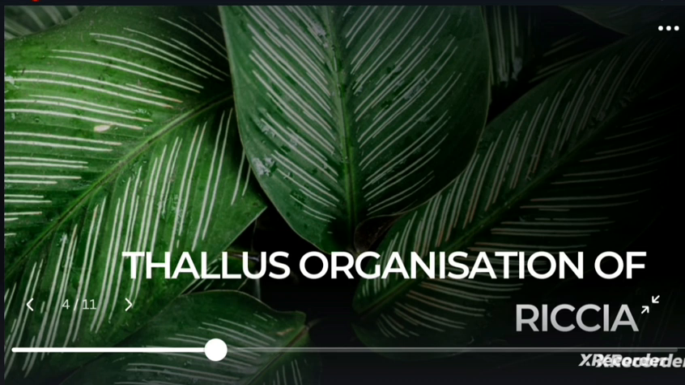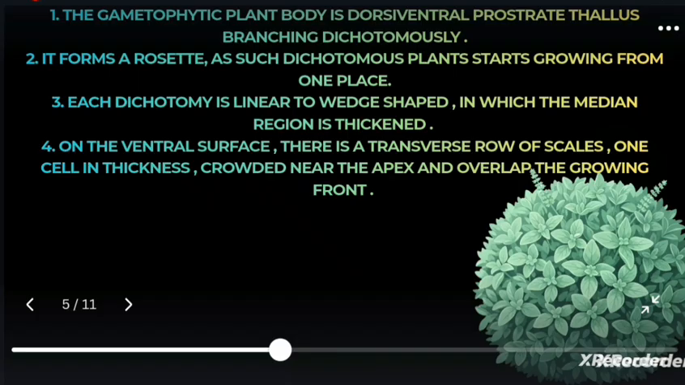Now we are going to start with the thallus organization of Riccia. I have brought 10 important points which you can include in your 5 or 10 marks answers to get a good score, along with the diagram. First point: the gametophytic plant body is a dorsiventral, prostrate thallus, branching dichotomously. There is a big reason why it is dichotomous, and it's written at the last point.